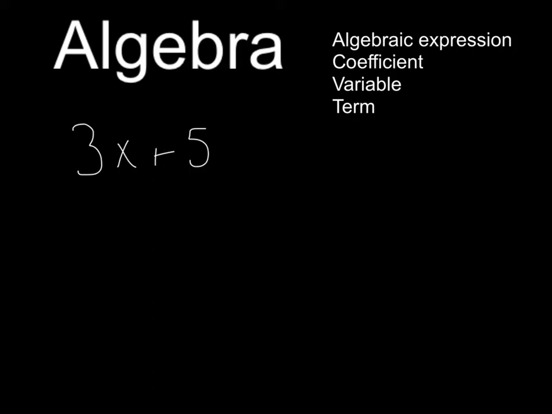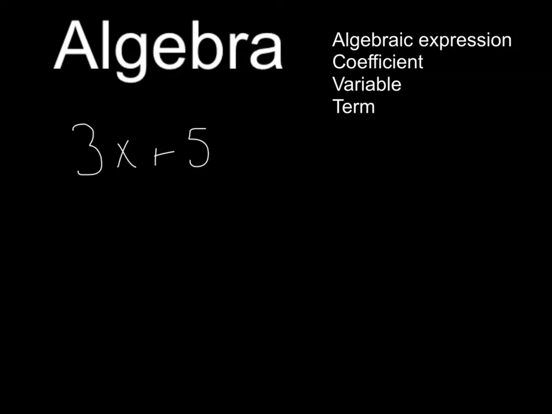It has two terms. 3x is one term and 5 is another term. It has one variable, x, so the value of x can change, and the coefficient is 3. Okay, so the coefficient is the number that is attached to a variable. Okay, so let's have a look. If x was equal to 1, what would the value of this expression be?